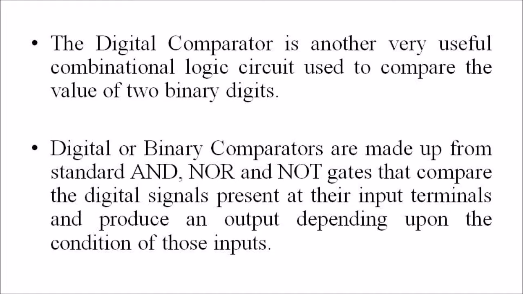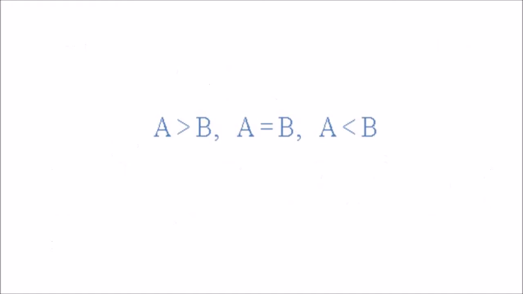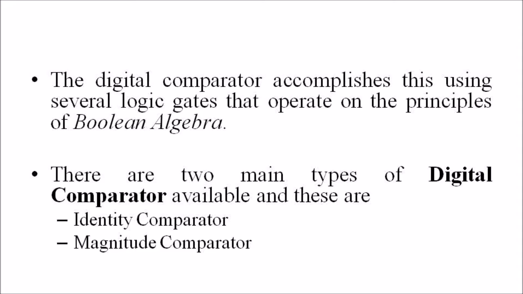For example, along with being able to add and subtract binary numbers, we need to be able to compare them and determine whether the value of input A is greater than, smaller than, or equal to the value of input B. The digital comparator accomplishes this using several logical gates that operate on the principles of Boolean algebra. There are two types of digital comparator available. They are identity comparator and magnitude comparator.